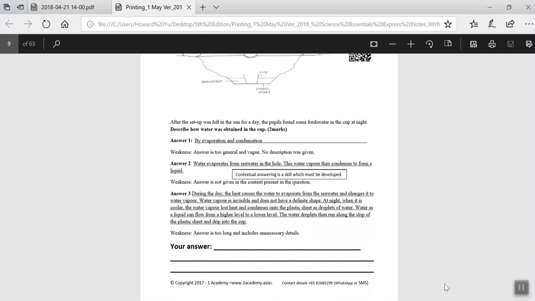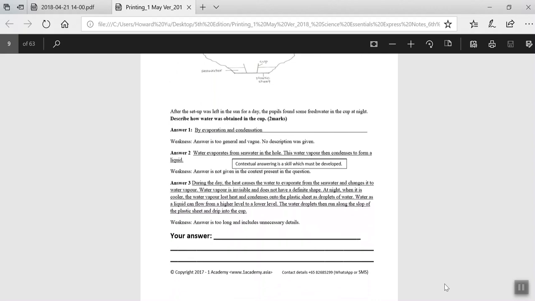The first student answered by evaporation and condensation. As you can see, this answer is definitely wrong. However, if the question is restated in this way, state the processes involved where water was obtained, then the answer of evaporation and condensation would give the student full marks. So this is how the student needs to be very clear of what is being asked. In this question they are asked to describe and not state.